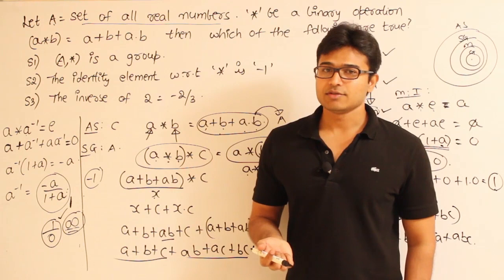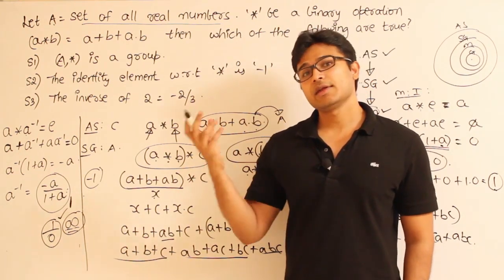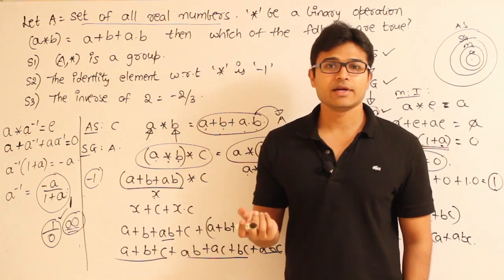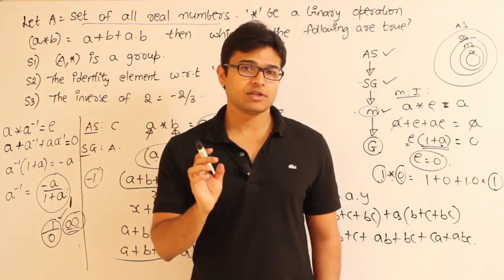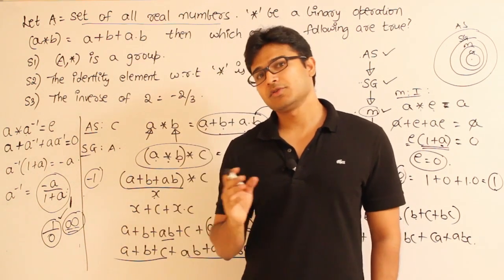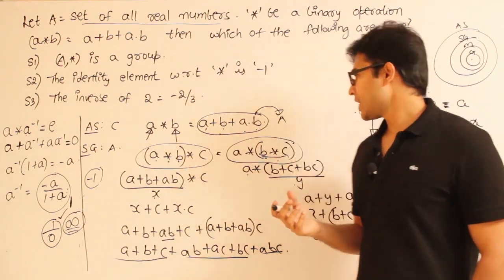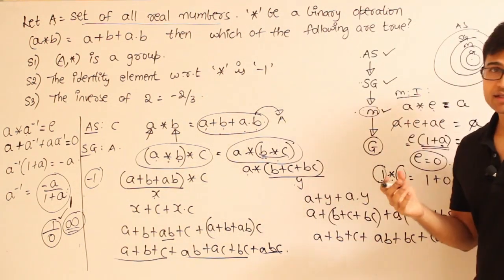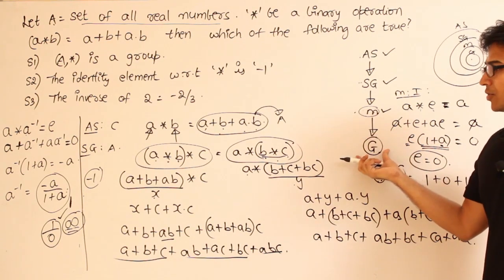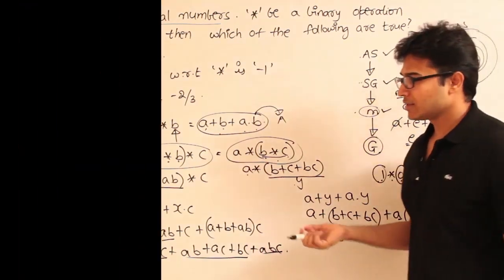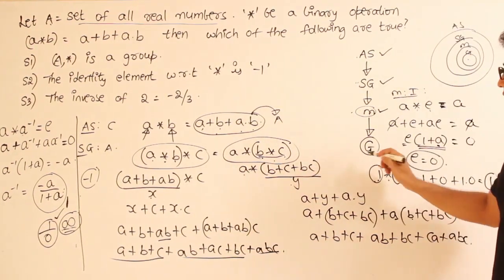Got it? It doesn't mean that all the other elements don't have inverses. All the other elements will have inverses. The only element that doesn't have an inverse is minus 1. And even if you don't have an inverse for one element, we should not call it a group. Therefore, the maximum property it has satisfied is monoid. So we can say that A comma star is a monoid. It cannot be a group. The only thing it failed is that it doesn't give the inverse. Therefore, we can say that it is not a group.